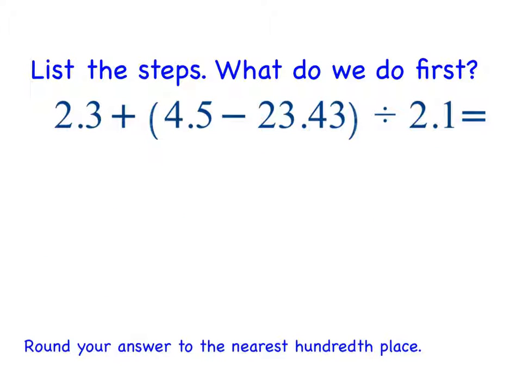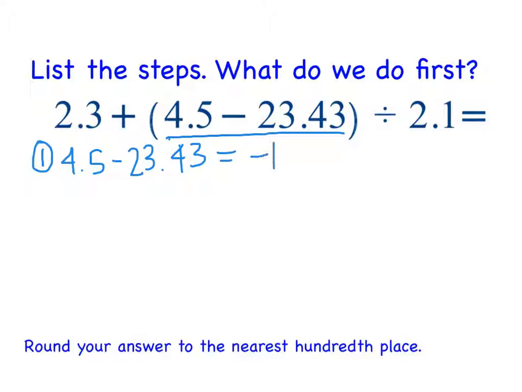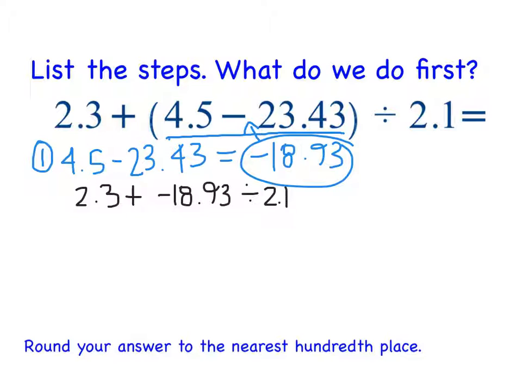All right, so we're going to list off the steps. Our first step is to compute the numbers inside the parentheses. So 4.5 minus 23.43. And as a result, we get negative 18.93. So if we take this 18.93 and replace it in our number sentence, we get 2.3 plus negative 18.93 divided by 2.1.